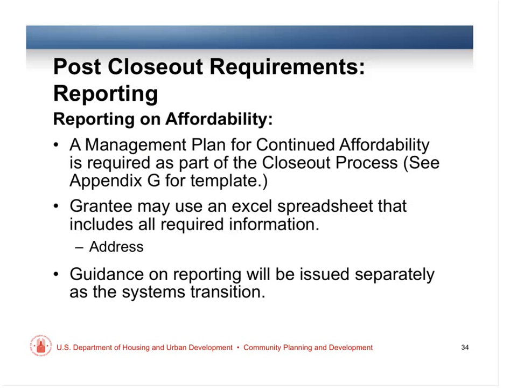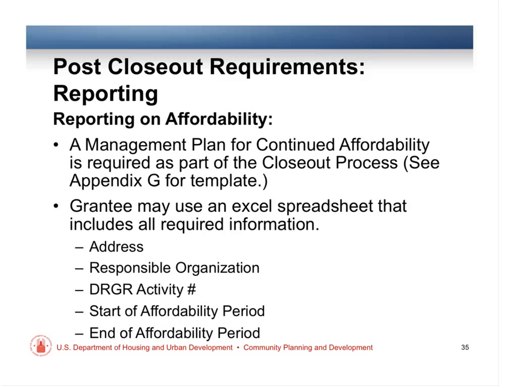Okay, good to know. So we want to talk a little bit more about the reporting on the affordability period. As part of the closeout, grantees will need to complete a management plan for continued affordability, and this is a template that's included in the closeout guide. It's at Appendix G, and there's some information that needs to be reported on that template, on that form, as part of the closeout process.